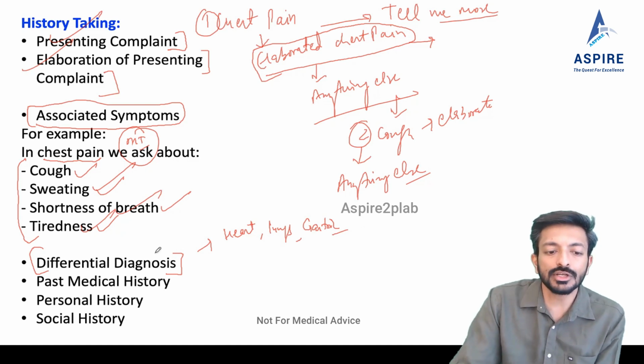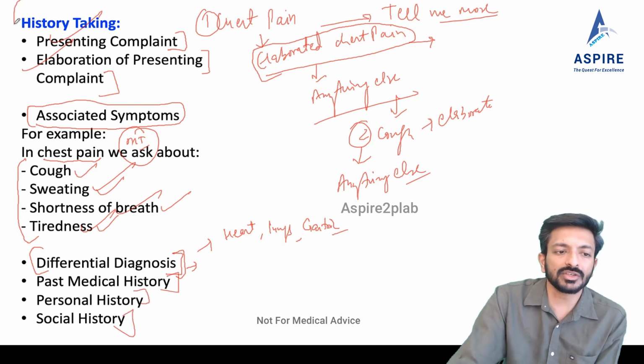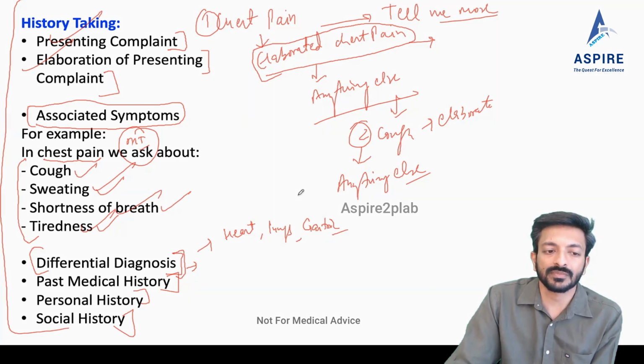So what you need to do is rule out a few differentials according to the history of the patient, rule out a few emergency killer differentials, and then we go for past medical, personal and social history. So make sure we are following this pattern when we are taking history, right?